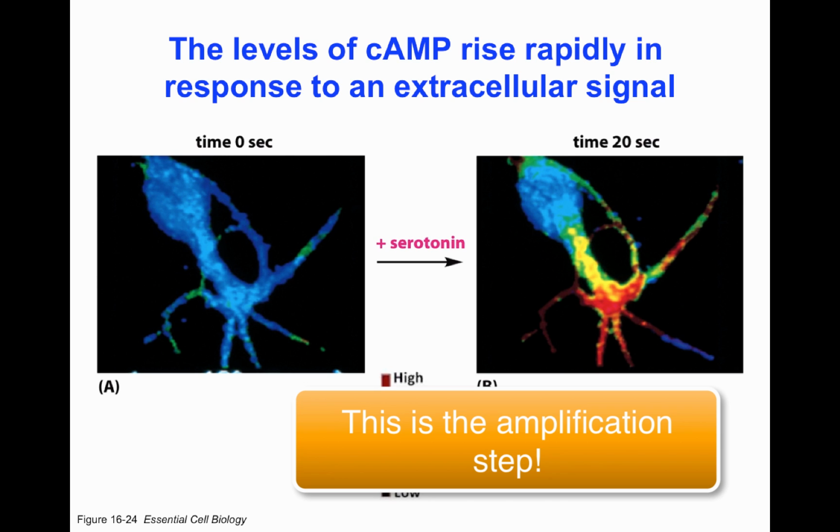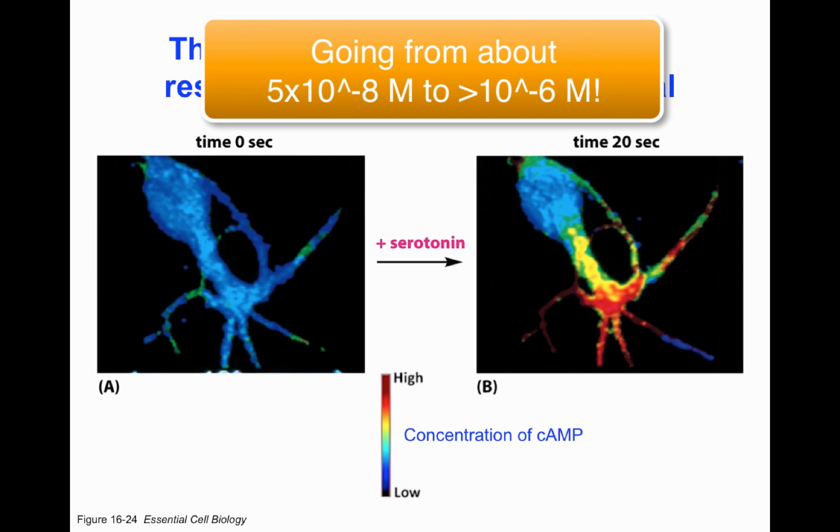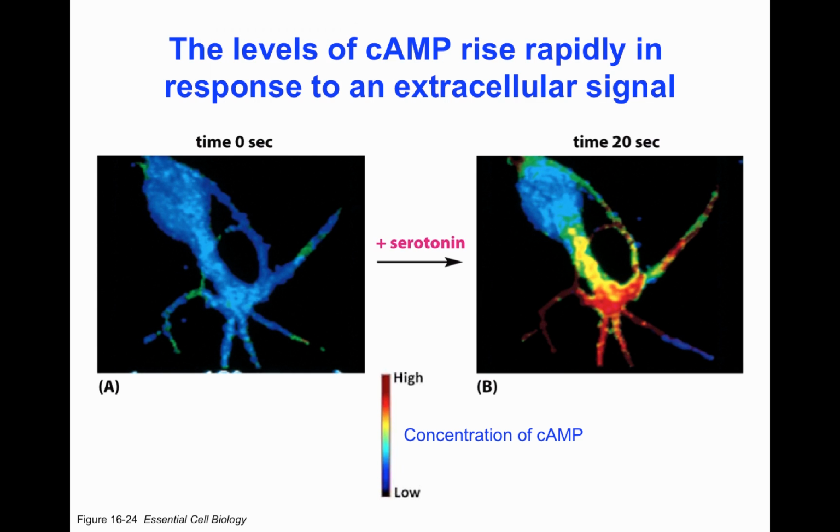So in here, what we have is a cell that is exposed to the neurotransmitter serotonin. Within 20 seconds, the concentration of cyclic AMP, as shown over here on the right, has increased dramatically, going from low concentrations, shown here on the left in blue, to really high concentrations, shown on the right in red.